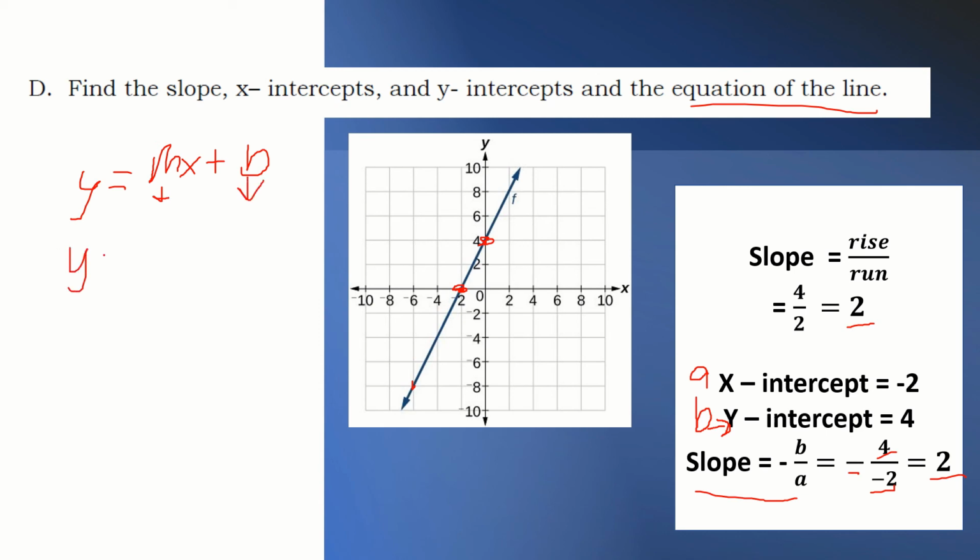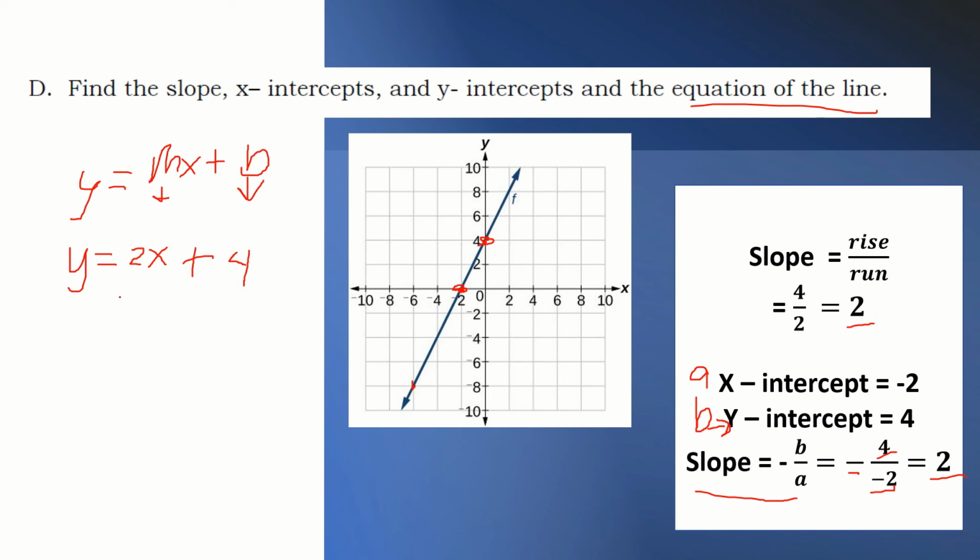So, y is equal to, ang ating slope is, okay, 2. So, 2, then just copy x. Then, ang ating y-intercept or b is 4. So, positive 4, so plus 4. So, that is the equation of the line.